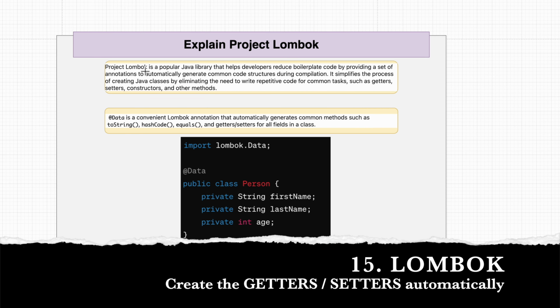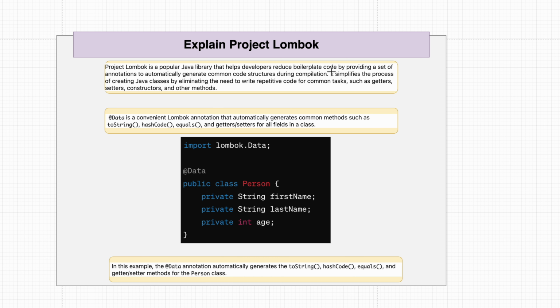So Project Lombok is a popular Java library that helps developers reduce boilerplate code by providing a set of annotations to automatically generate common structures during compilation. Earlier, when we were not using Lombok, we had to define our own getters and setters for all the properties. If we had to check for equality, we had to define the equals ourselves. If you had to check for the hash code, you had to define the hash code functionality yourself.